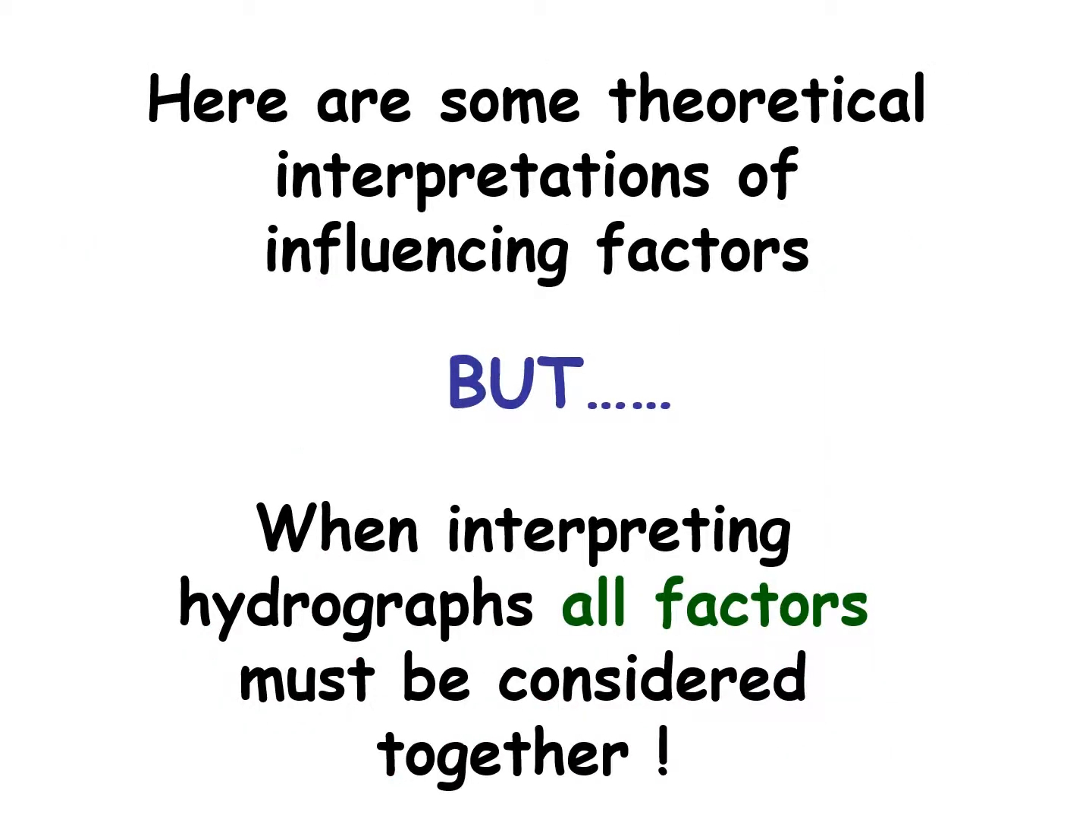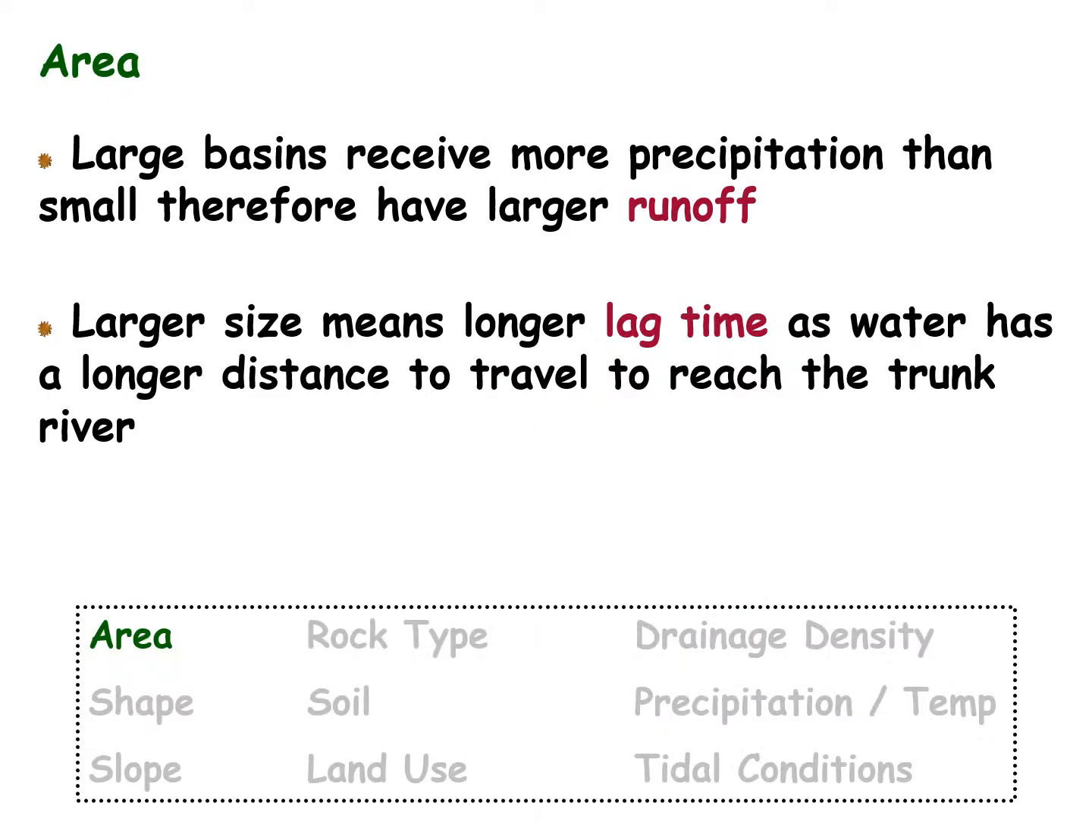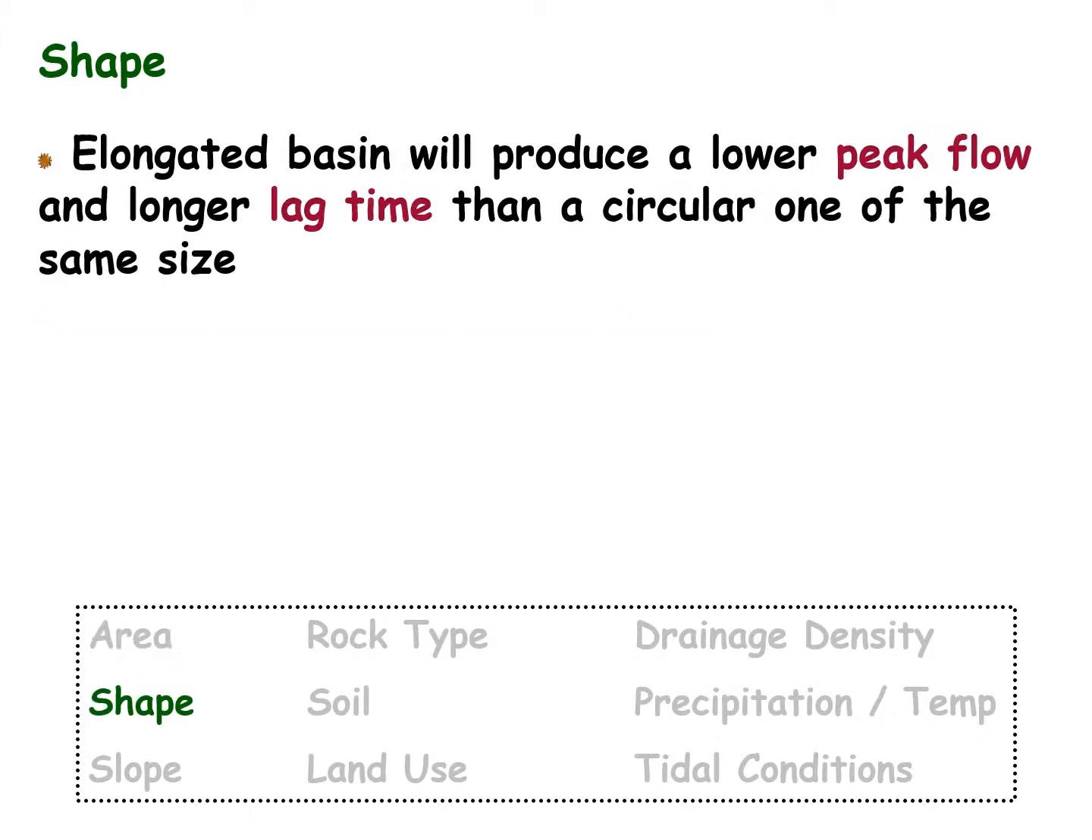Here are some theoretical interpretations of influencing factors, but when interpreting hydrographs, all factors must be considered together, not just one. Area: large basins receive more precipitation than small ones, therefore have larger runoff. Larger size means longer lag time, as water has a longer distance to travel to reach the trunk river.